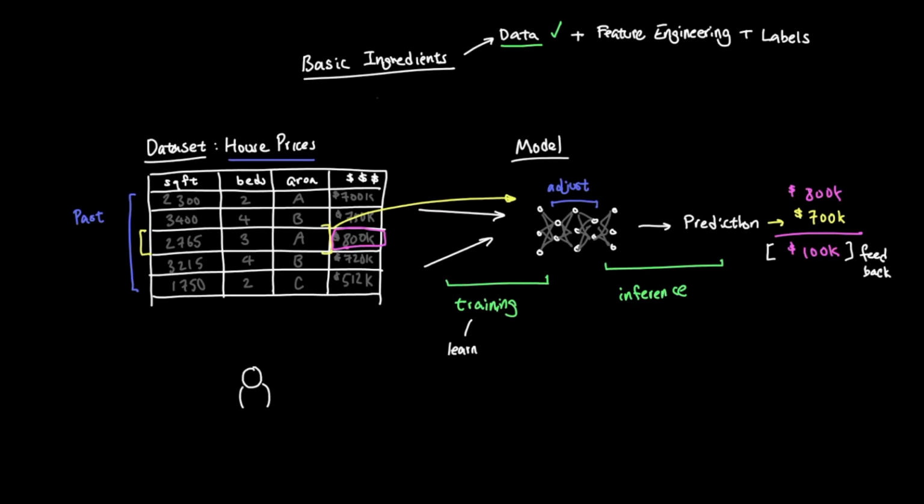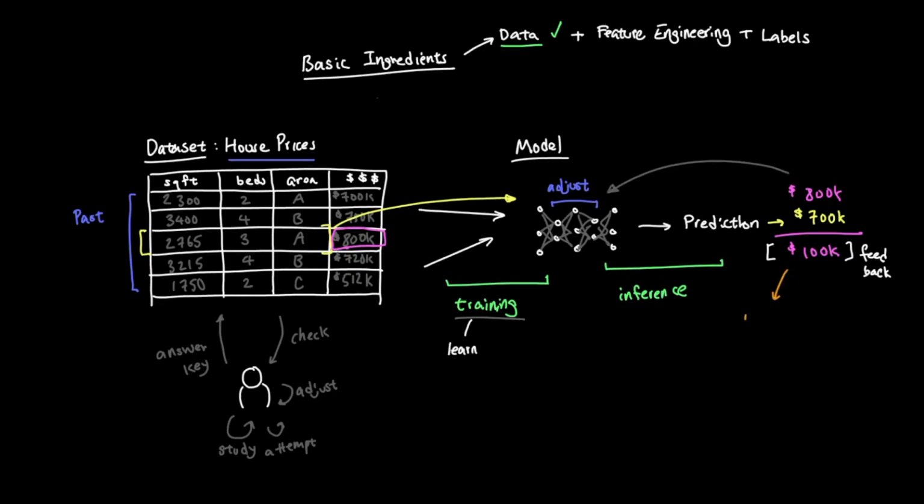A simple way to think about this is practice questions with an answer key. When you are studying, you try the question, check the correct answer, see where you actually got it wrong, and then adjust your understanding of the problem. Training works in a similar way. The model makes a guess, checks how it was wrong, and then updates itself.